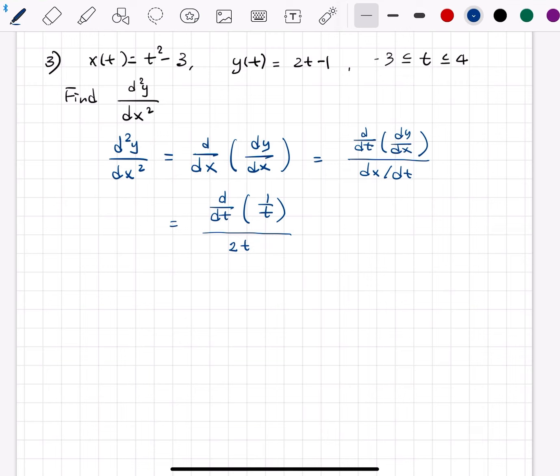Now, what is the derivative with respect to t of 1 over t, which is the top portion? We can think of that as the power rule with negative 1 as the power. So this is going to be negative 1 times t to the negative 2nd power. Combining them together, we get negative 1 over 2t cubed. And that is the second derivative.